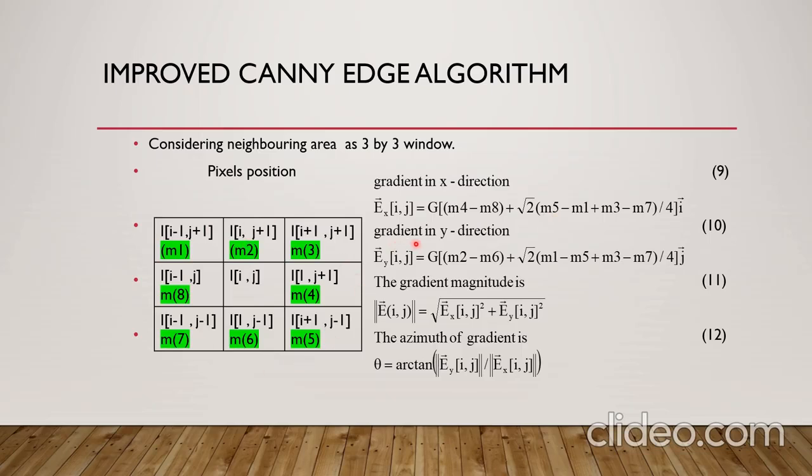Similarly, we can find the gradient in y direction like that. For m2, G into m2 divided by magnitude of r square into r vector divided by magnitude of r. Here magnitude of r is nothing but the distance between two pixels, which is 1.